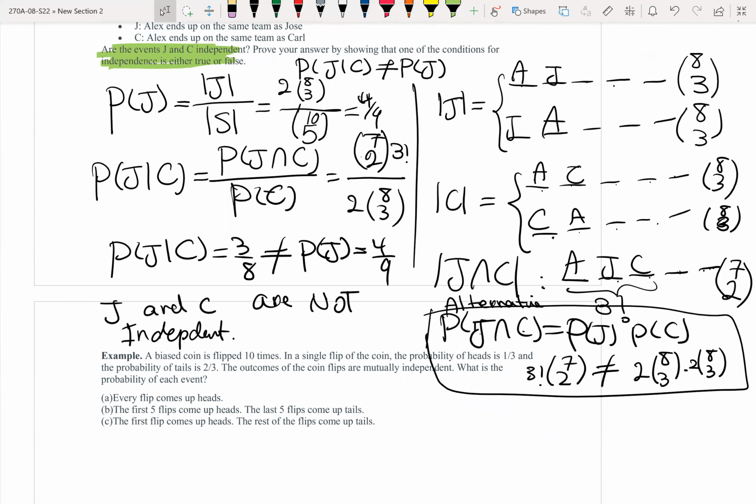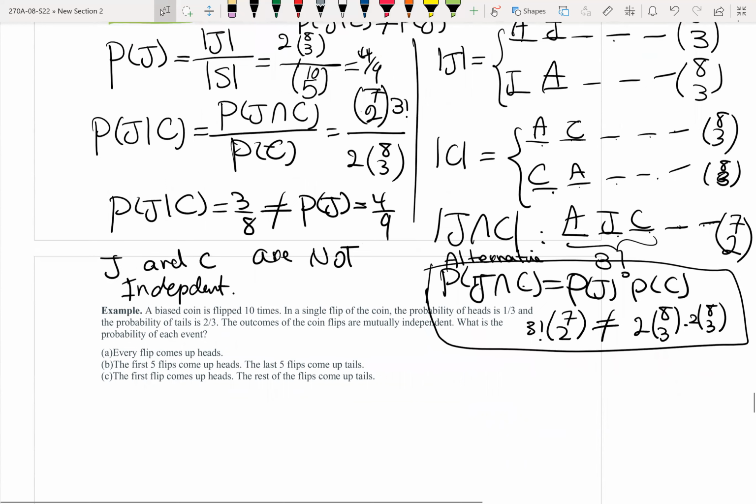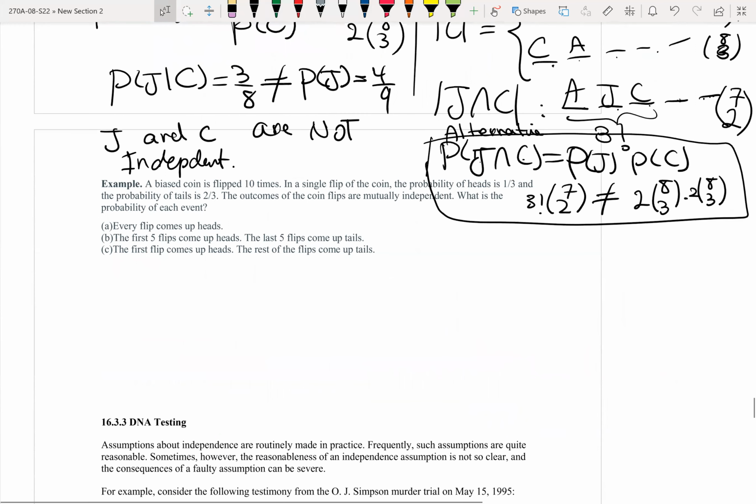Question here? The last one is very quick and short, compared with the ones that we did in the other lecture notes. A biased coin is flipped 10 times, the probability of having heads is 1/3, and the probability of having a tail is 2/3. What is the probability of every flip coming up heads?